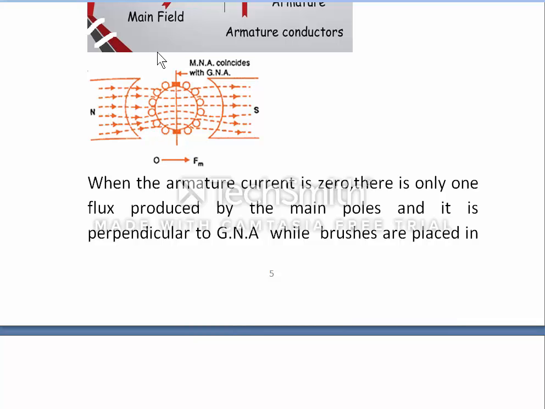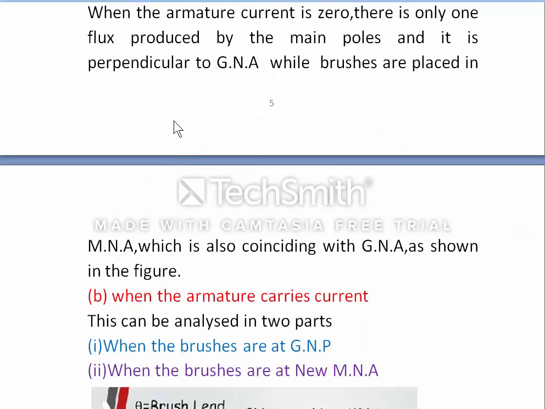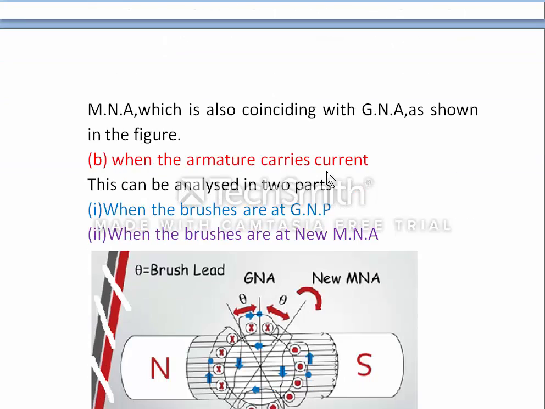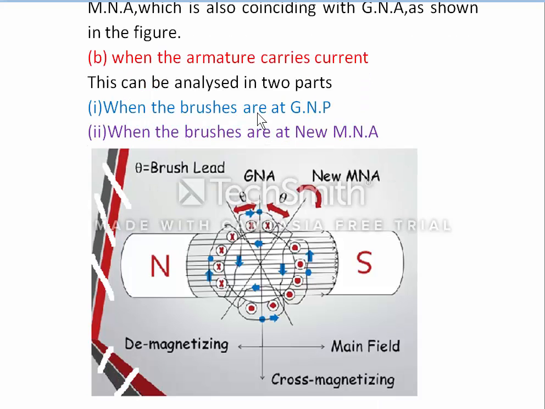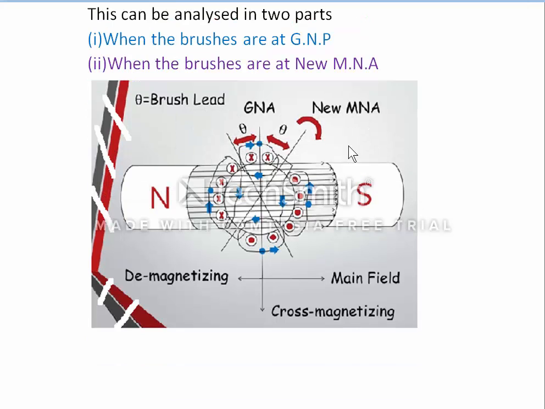So the armature carries no current. Here you have the conductor. This is another conductor, and this is the magnetic neutral plane. This is also called the geometrical neutral plane. They are coinciding, and it is possible only when the armature carries no current. Next, when the armature carries current, this can be analyzed in two parts or two stages. One is when the brushes are at the geometrical neutral plane. The other is when the brushes are at the new magnetic neutral axis.